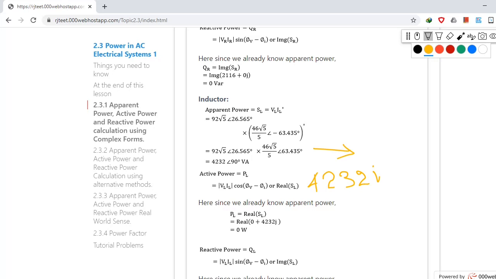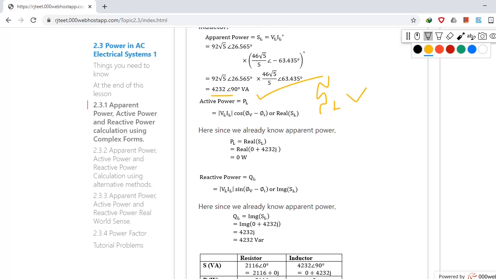So the same number in polar form I have written here. These two are not two different numbers, they are the same, and in that way it feels like a complex number. That's why I am using the polar form here, and it's going to be 4,232, and the angle is 90 degrees volt amperes. This is the apparent power. Now we have calculated the apparent power. Apparent power for inductor is okay.